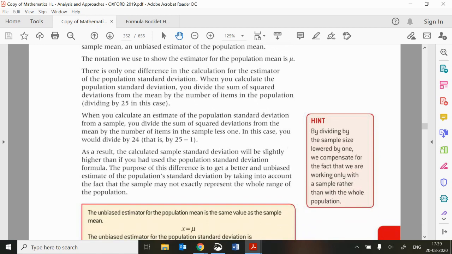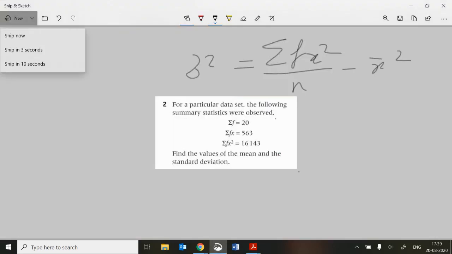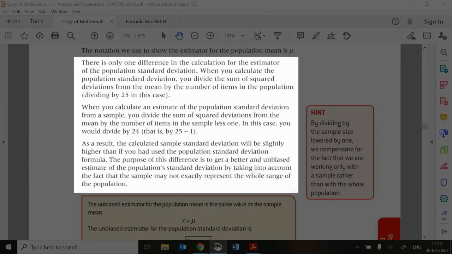So in terms of the standard deviation, when you're doing your variance, let's just take this thing here and take it through a bit.